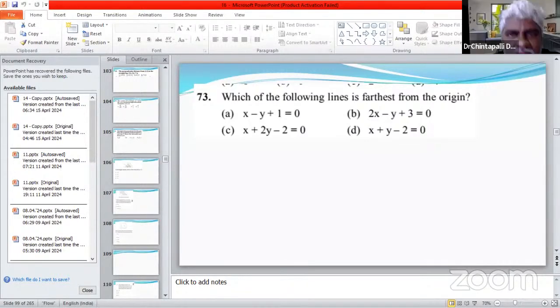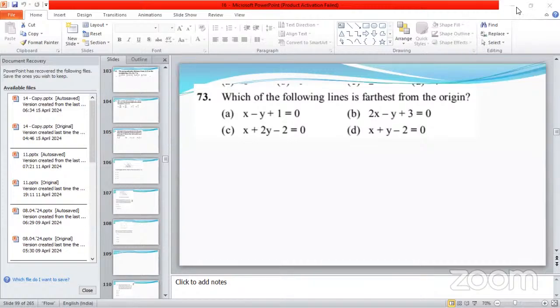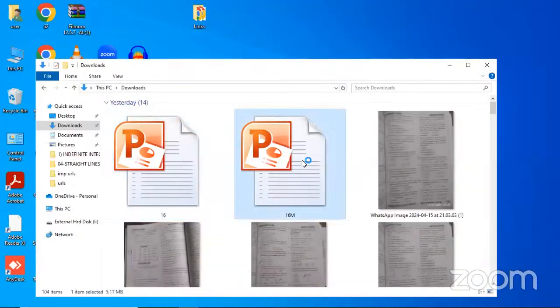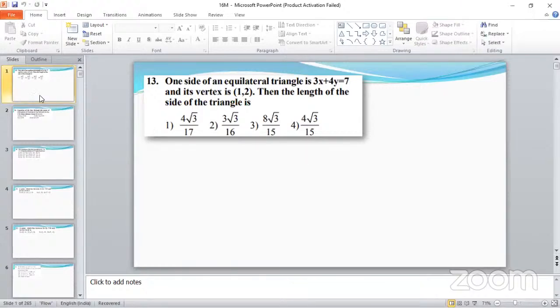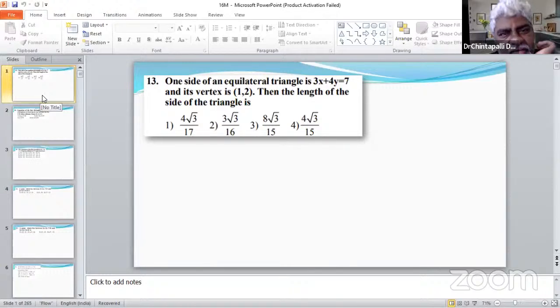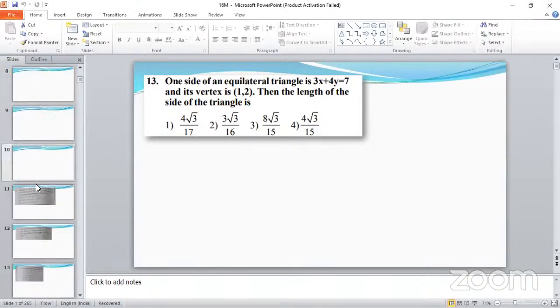Are you celebrating Sri Ram Navami? It's on April 17th, tomorrow itself. Oh, it's the day after tomorrow for us. Okay, tomorrow in India. Yes, the 17th.